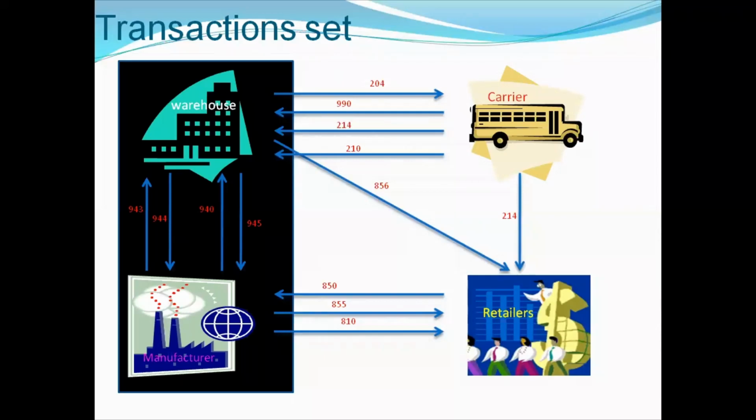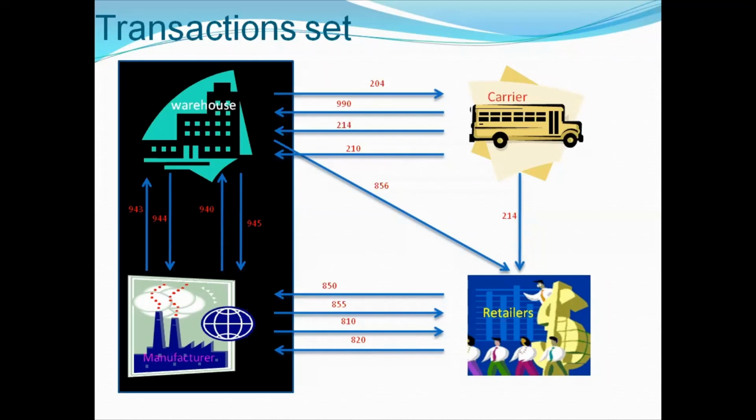Okay, so once the retailer receives the invoice, he will pay the bill. My retailer will pay the amount using a transaction called 820. It's a payment order or remittance advice. So this is how the transactions are involved.